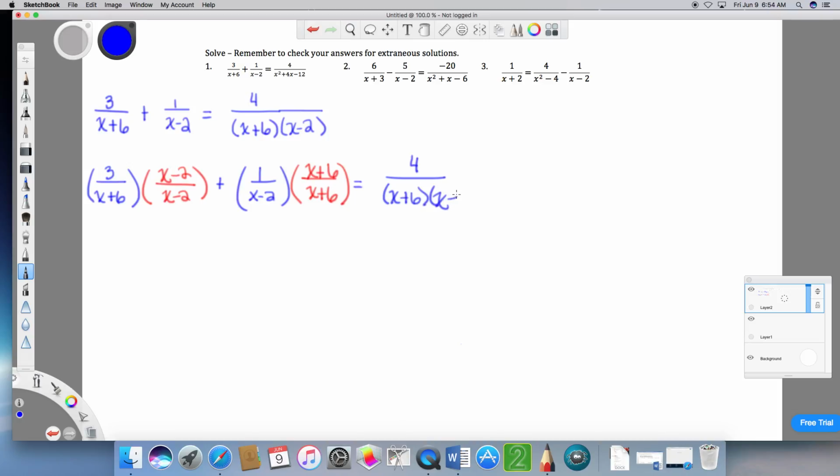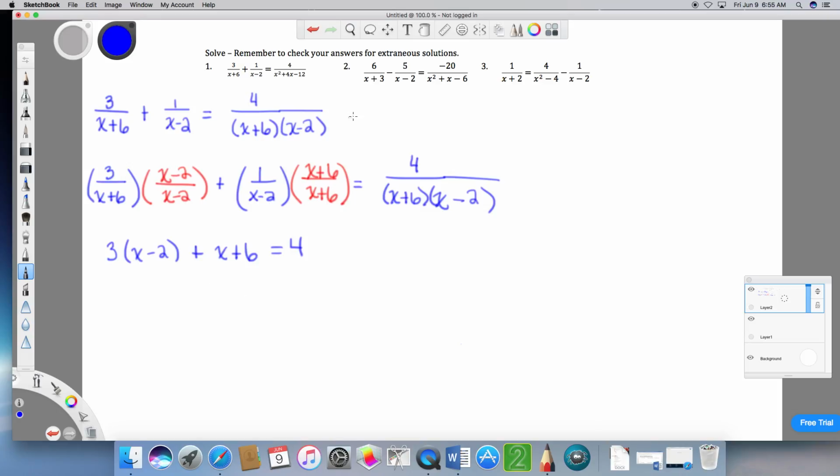So now if we are to multiply every term, both sides of this equation, by this common denominator, all these denominators cancel. And what we have is just the operations here in the numerator, 3 times x minus 2, minus 1 times x plus 6, is equal to 4.